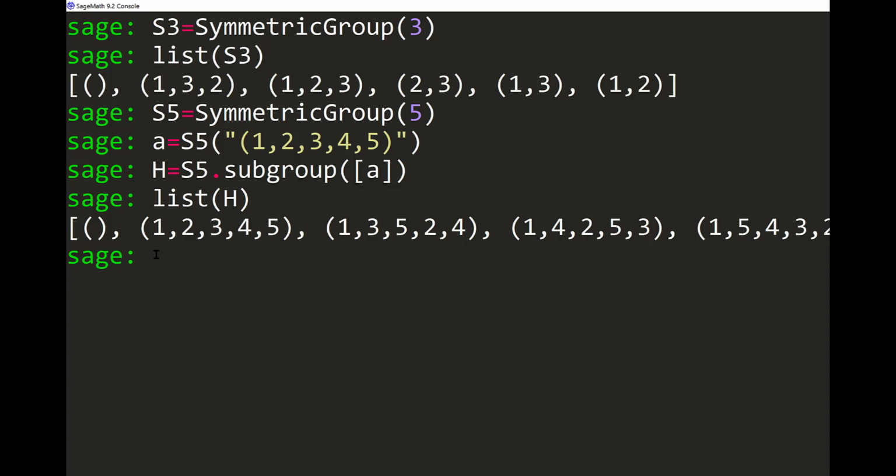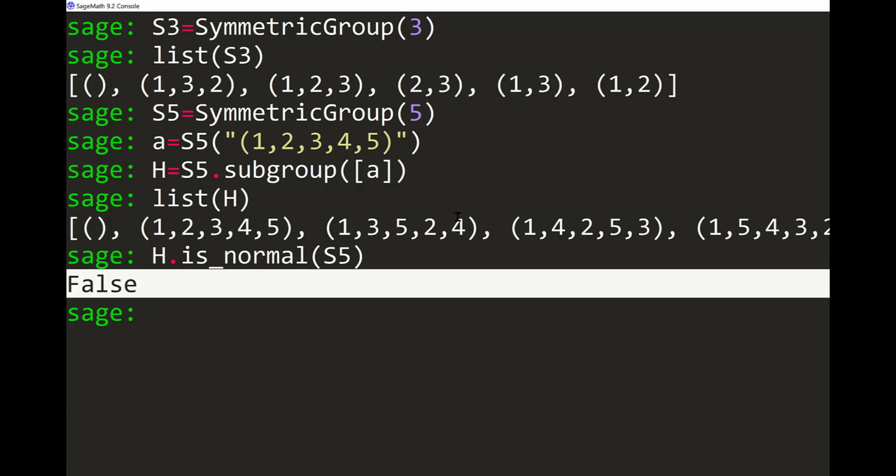And here you can ask Sage if this statement is correct. It will just tell you whether the statement is true or false. And here, what is our parent group? S5. It tells us that the statement is false. That means this is not a normal subgroup of that symmetric group.